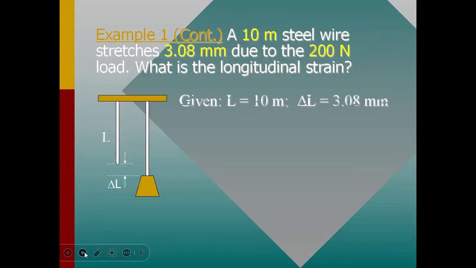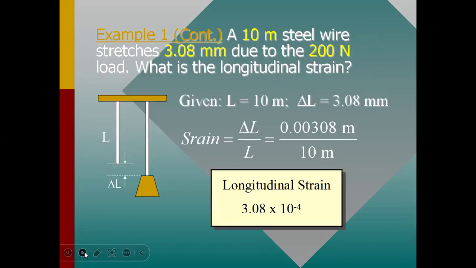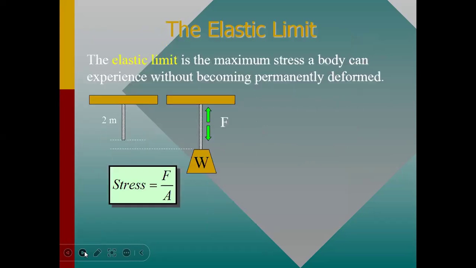Now another example. This is also finding the strain and longitudinal strain. That means Durgo Vikriti will be this.